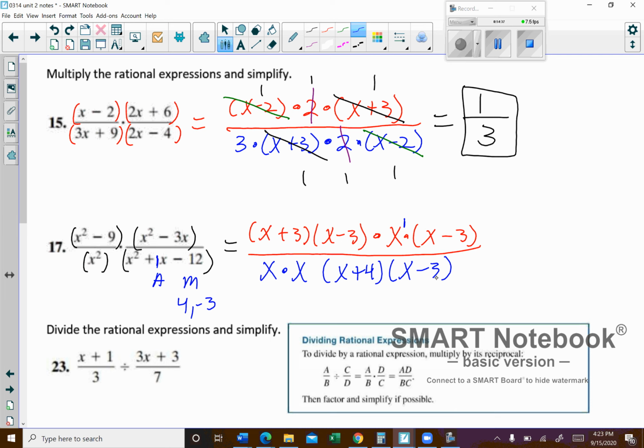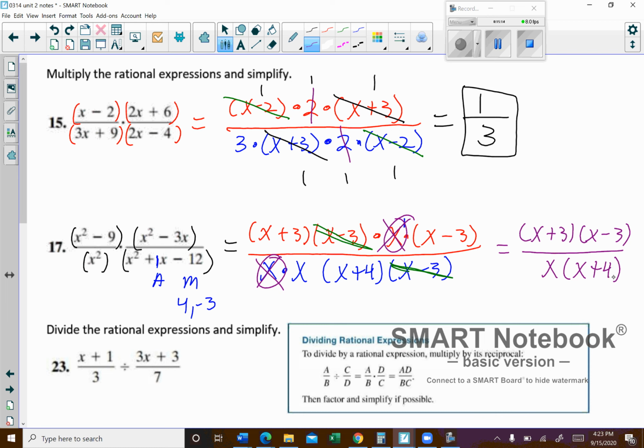And now we'll go through and see what can cancel out. So it doesn't matter which x minus 3 you pick. I'll just pick this one, okay? So it cancels out with that one right there. And then I have this x right here. I can cancel it out with that x. So I'll just cross it out, okay? And I think that's it. So on top, I'm left with x plus 3 times x minus 3 all over x times x plus 4. And that's what I have going on right there.